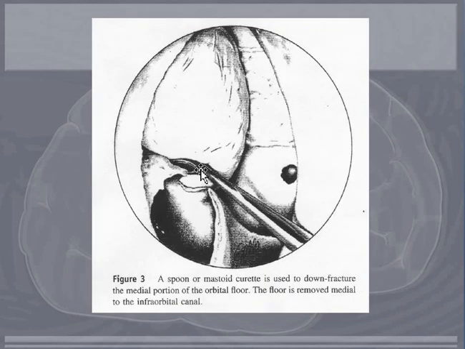Now here you can see the spoon of the mastoid curette. A spoon or a mastoid curette is used to down-fracture the medial portion of the orbital floor. The floor is removed medial to the infraorbital canal.